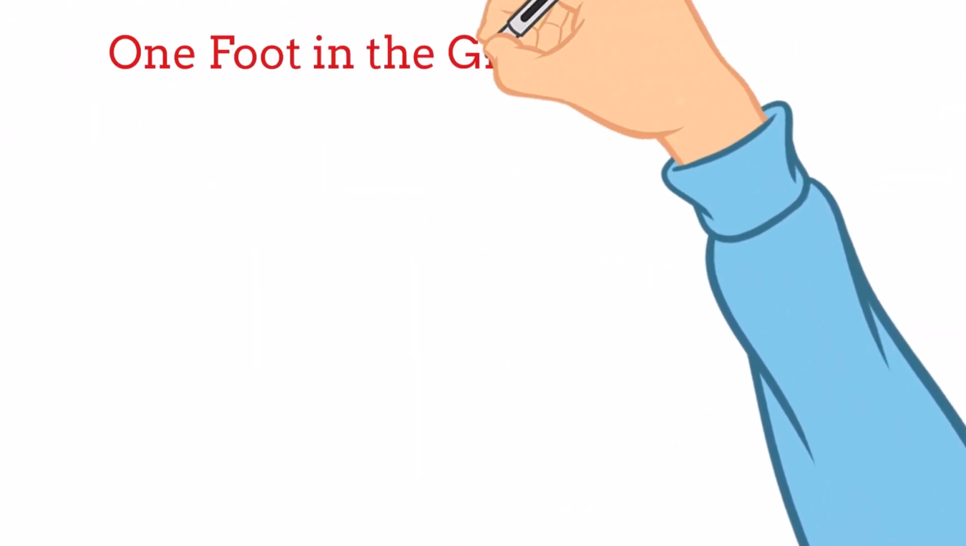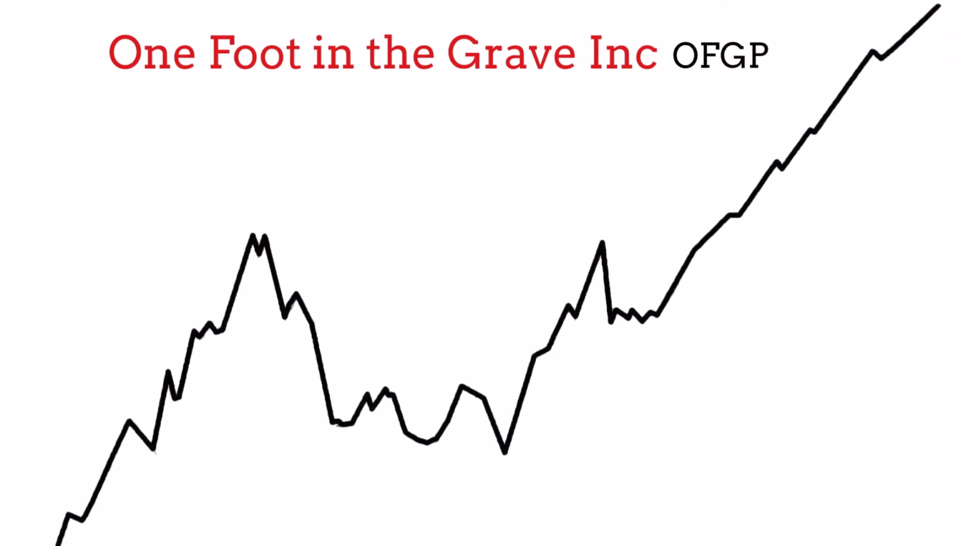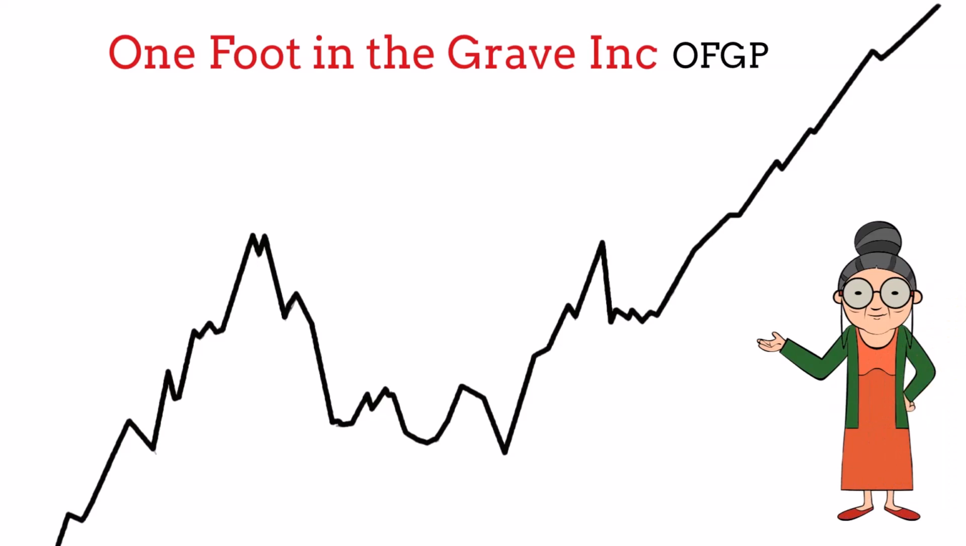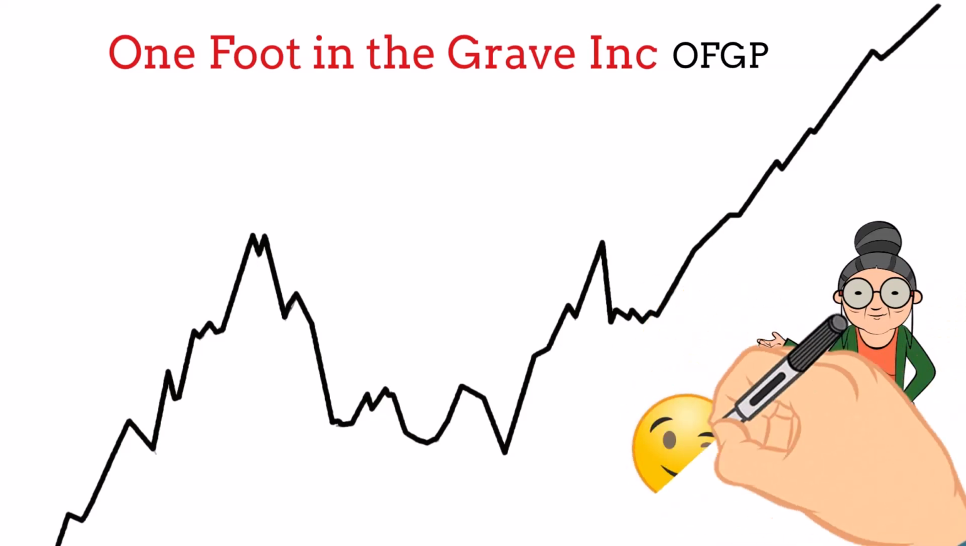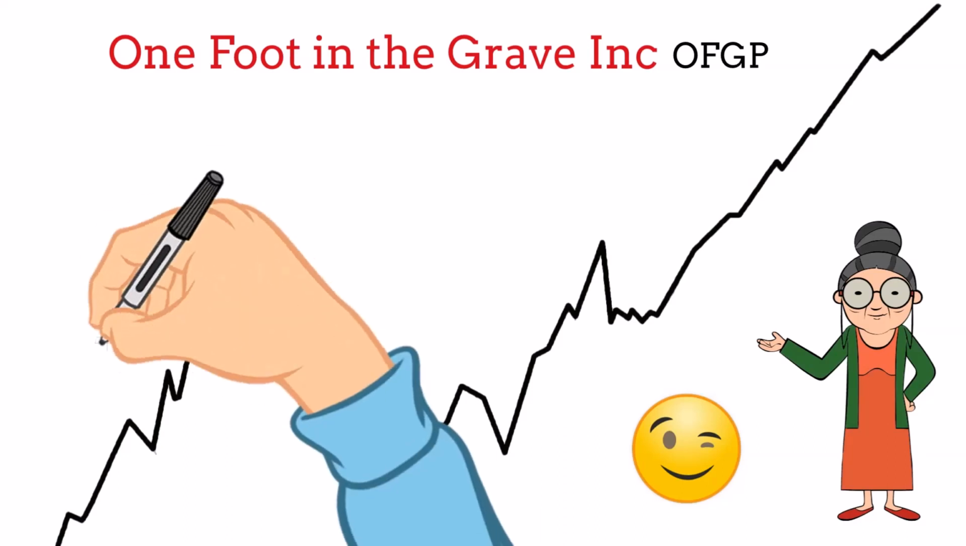Let's say I wanted to buy stock in my favorite company, One Foot in the Grave Productions, stock ticker OFGP, to add to my This Old Broad portfolio. Take a look at the performance of OFGP. Every stock needs a ticker symbol, even a fake stock.